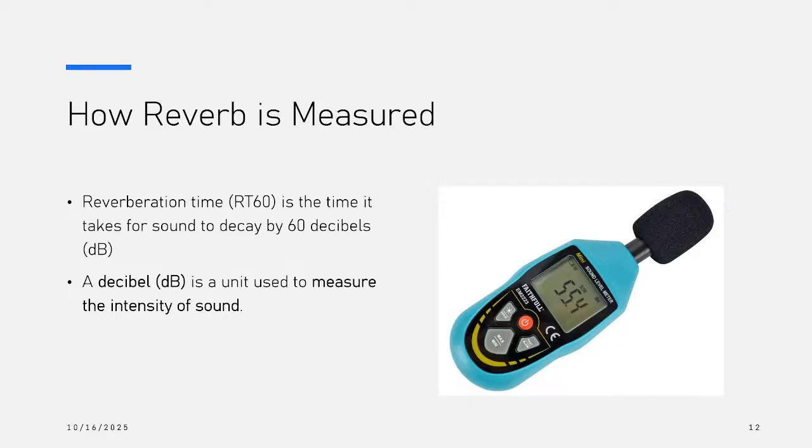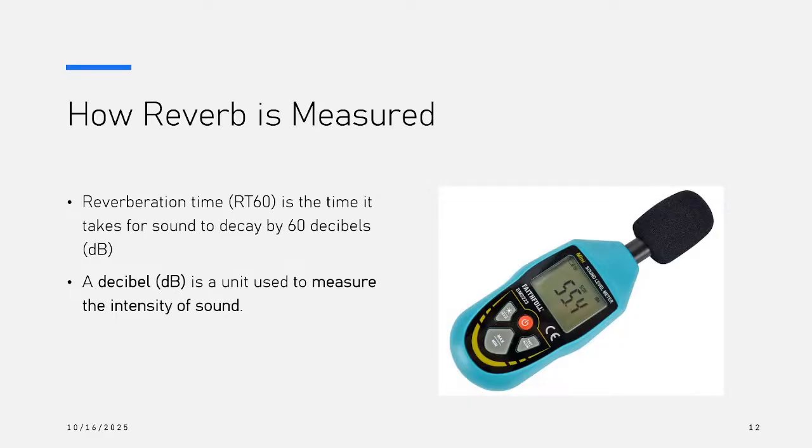For example, normal conversation is around 60 decibels. A busy street might be 80 decibels, and a rock concert can reach 110 to 120 decibels. Sound above 120 decibels can be painful and potentially damaging to hearing.